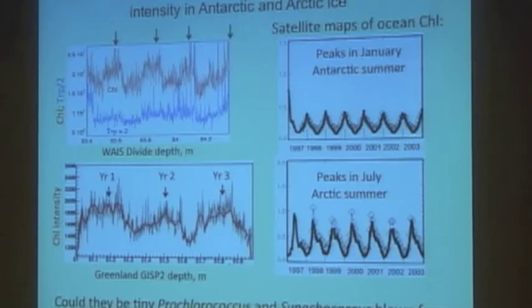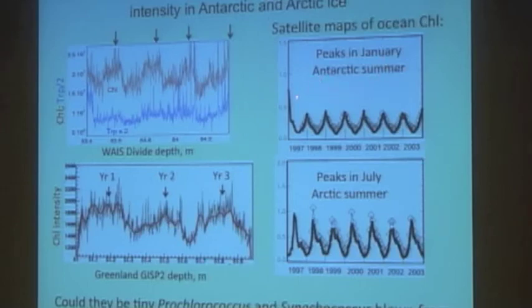So the spikes are my eyeball estimate of where the maxima are. And then tryptophan down here, this is chlorophyll up here. Why would we have an up and a down on an annual basis? Something is warmer and something is colder.